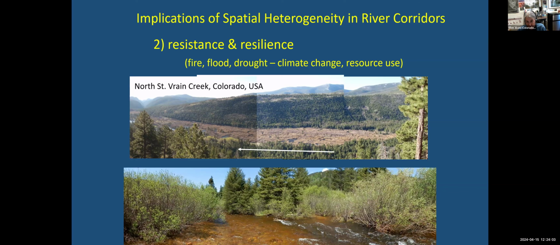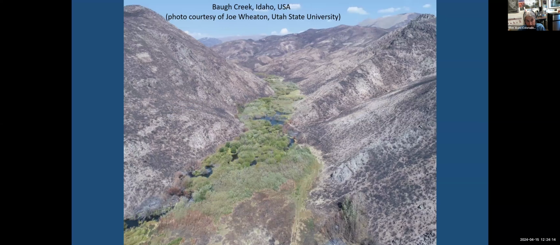Longer term impacts like climate change or resource use, again, the greater the heterogeneity, other things being equal, typically the greater the resistance or resilience to disturbance. And another example of this is from Joe Wheaton at Utah State, a fire that occurred in Idaho. It's probably 3 or 4 years ago now. The adjacent uplands were completely burned. This beaver modified portion of the river corridor, again, much wetter, didn't burn.